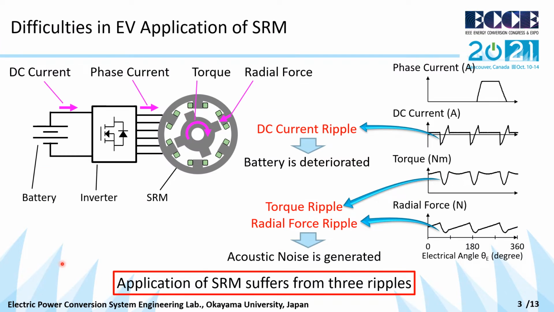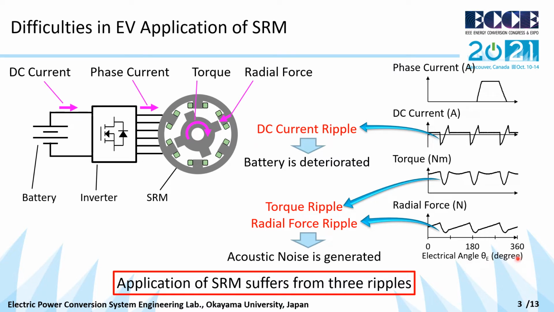However, the switched reluctance motors also have difficulties. In this slide, I explain the difficulties of the switched reluctance motors. This figure presents the switched reluctance motor driving system. And these waveforms present the phase current, the DC current, the torque, and the radial force applied to the stator. The horizontal axis shows the electrical angle.